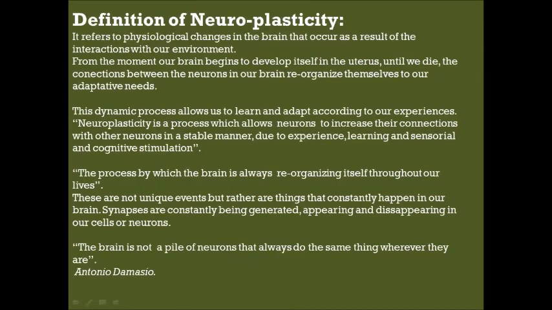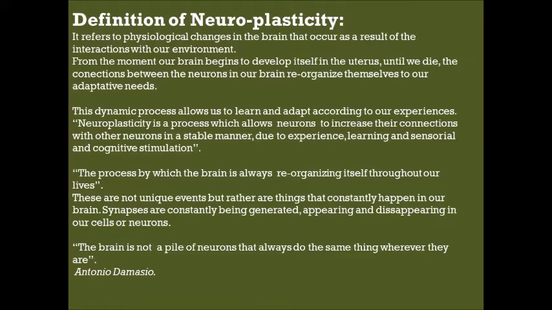So, definition: neuroplasticity refers to physiological changes in the brain that occur as a result of the interactions with our environment. From the moment our brain begins to develop itself in the uterus until we die, the connections between the neurons in our brain reorganize themselves to our adaptive needs. This dynamic process allows us to learn and adapt according to our experiences. Neuroplasticity is a process which allows neurons to increase their connections with other neurons in a stable manner due to experience, learning, and sensorial and cognitive stimulation.